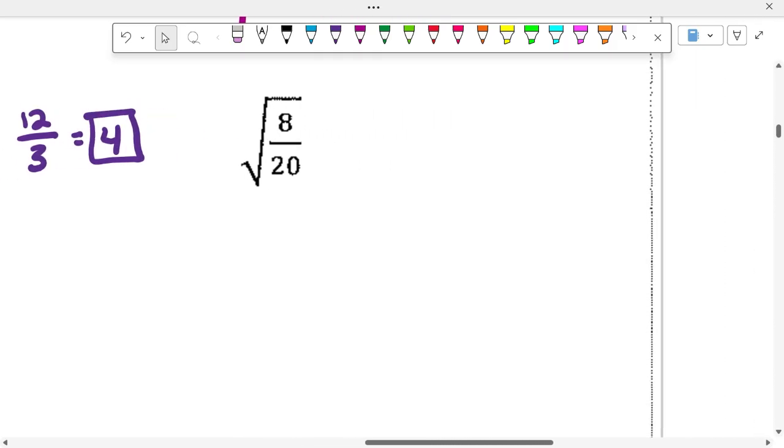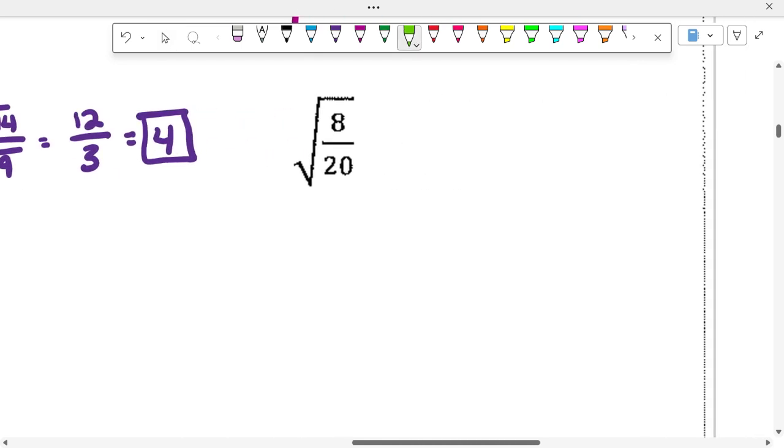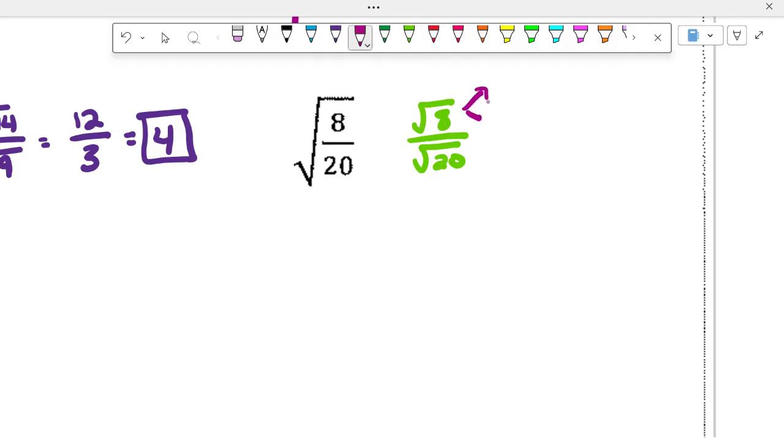All right, this one. First step. So we have a fraction. What can I do? Not yet. What did I just do here? You split it up. That's what I'm doing first. So I have the square root of 8 over the square root of 20. Now, my recommendation, simplify the radicals first. All right? So what two values can I split 8 into?